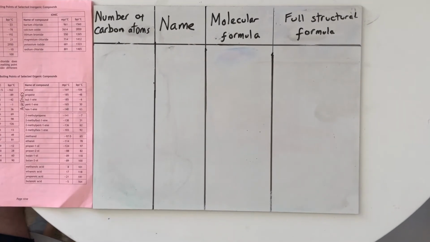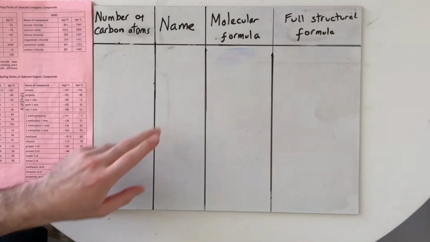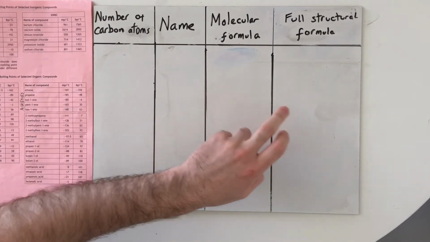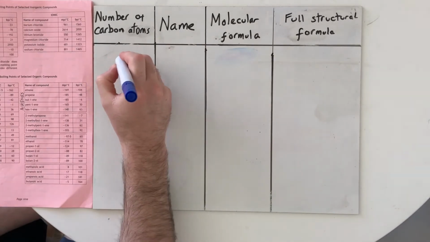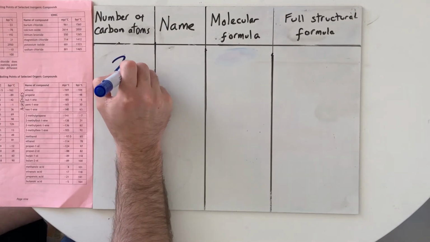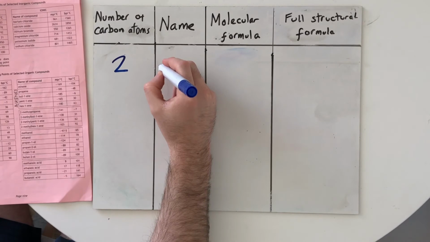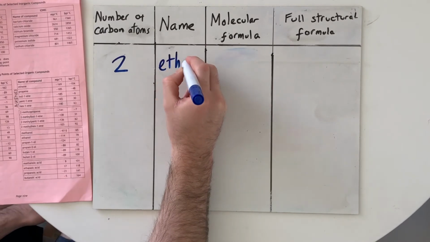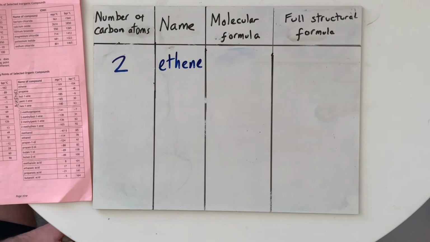So let's have a look at this table now. Work our way down the first few alkenes, have a look at the number of carbon atoms, the name, the molecular formula and the structural formula, and hopefully we should be able to deduce some sort of general formula. So, number of carbons, let's start with 2 because that's our smallest molecule. Name, as we see from the table, that's going to be ethene. Eth meaning 2 carbons, ene meaning contains a double bond.